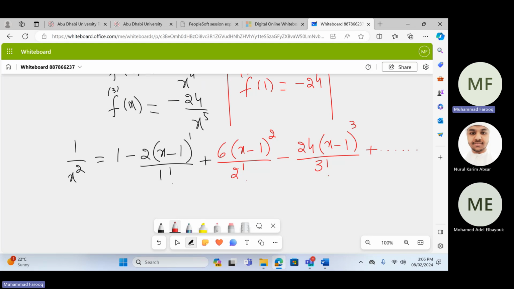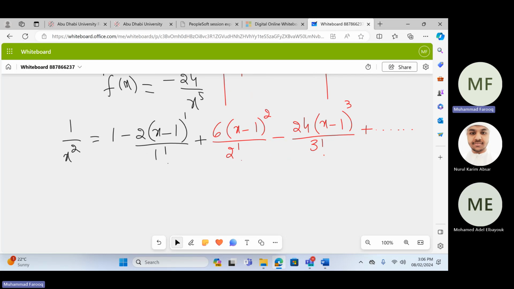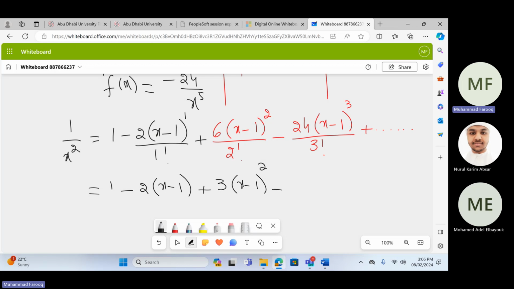Understand the point? Okay. So we always take 3. Now it depends on our understanding. The question is not finished by the way. Simplify, please. 1 minus 2 times (x minus 1), plus 6 divided by 2 factorial, which is 3, times (x minus 1) power 2, minus 24 divided by 3 factorial, which is 6, so 4 times (x minus 1) power 3, and plus, and continue. I simplified, and I reached here.